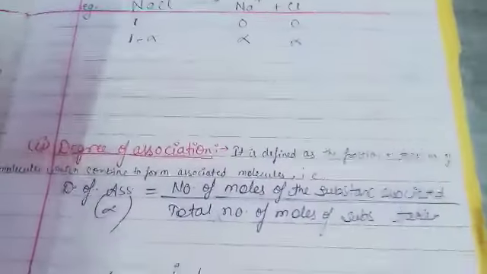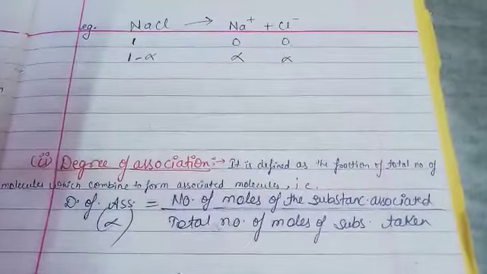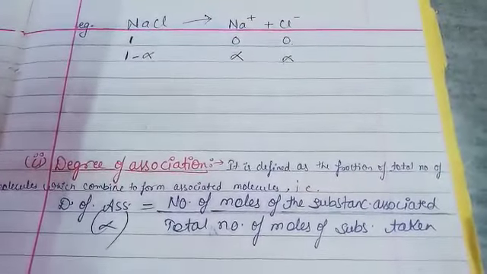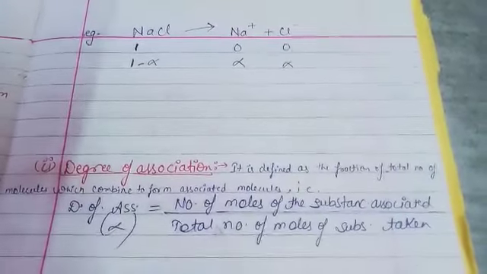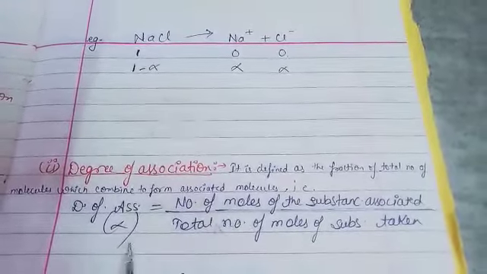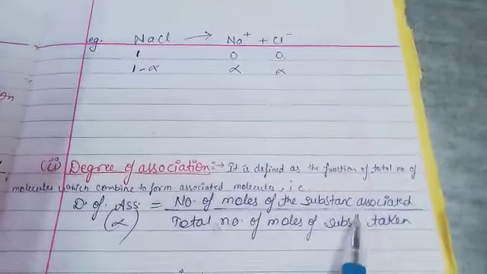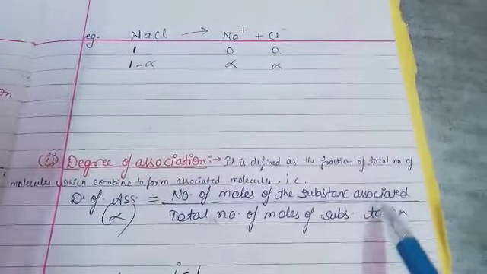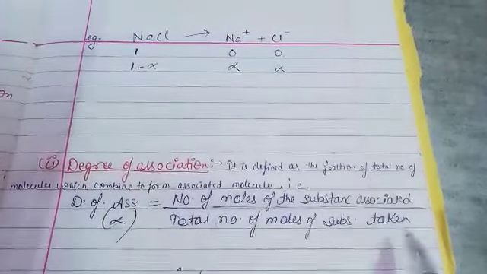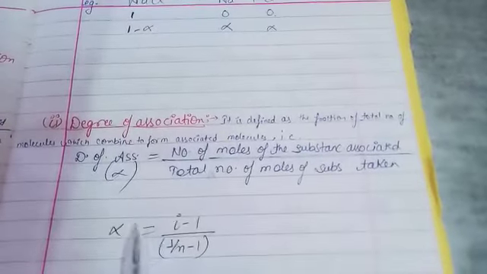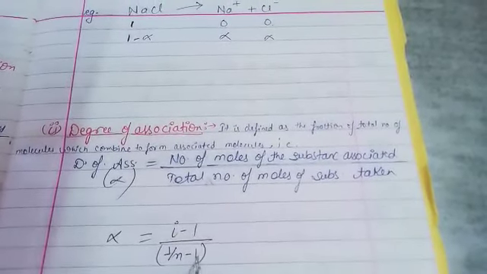Now the second one we have is the degree of association, meaning how many particles in an electrolytic solution get associated. Previously the number was more, after association it was less. For that we again have the degree of association, also represented by alpha. It is the number of moles of the substance associated, instead of dissociated, upon the total number of moles of substance taken. And for association the formula is alpha is equal to i minus 1 upon n minus 1.